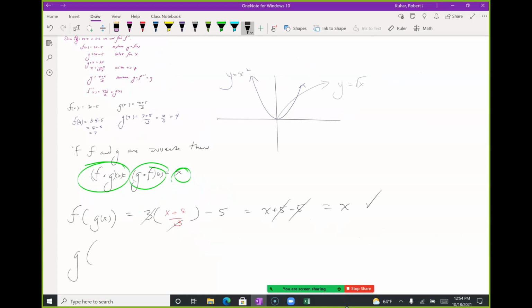But let's find g composed of f. So g is parenthesis plus 5 all over 3. And what am I putting in there? The function f, which is 3x minus 5. So clearly the 5's are going to cancel. And then the 3's are going to cancel. And I get what I wanted.